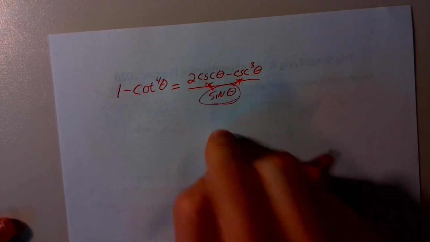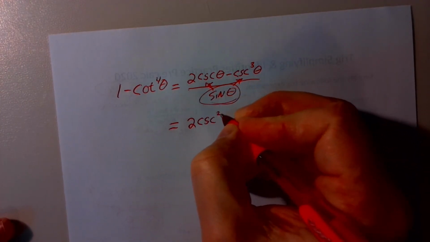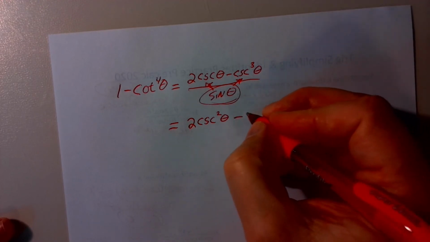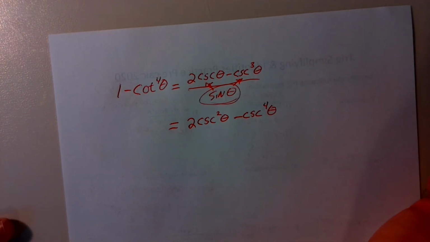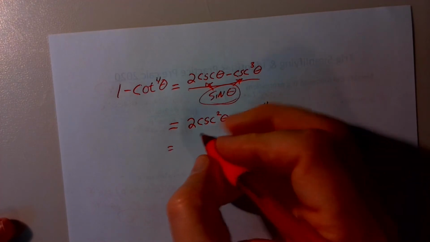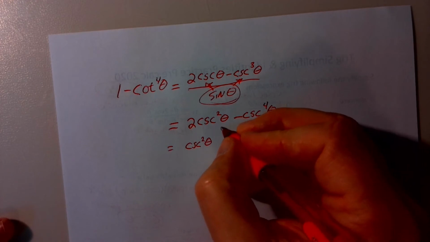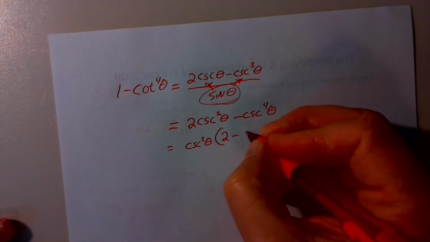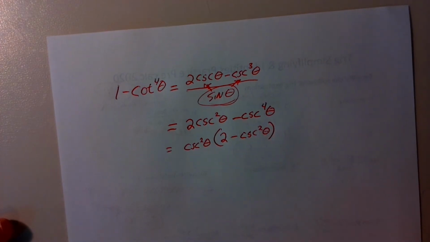And if you move sine upstairs, it becomes cosecant. So that would give me 2 cosecant squared theta minus cosecant to the 4th theta. That seems kind of big, yeah? But wait, they both have the same thing in them, so let's see if we can pull that out. I'm going to pull out a cosecant squared theta, and I'm left with 2 minus cosecant squared theta.